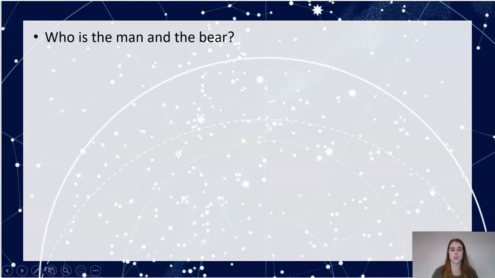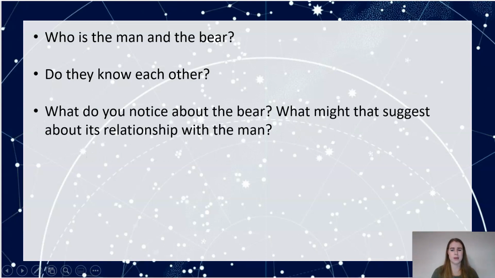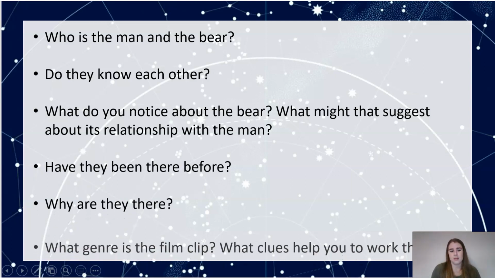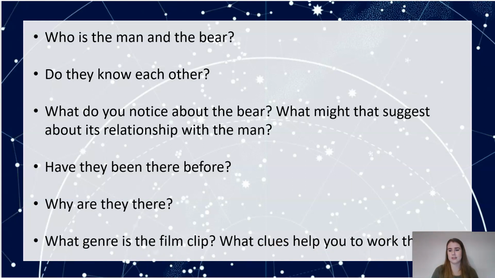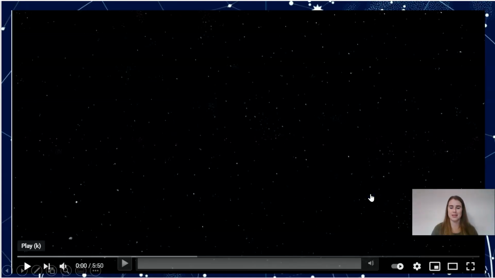Okay, and I'd like to consider these questions when we re-watch the clip with a little bit extra on the end. Okay, so this will help you if you've got any gaps from your previous questions. So who is the man and the bear? We're going to see a man and a bear in a minute. Do they know each other? What do you notice about the bear? What might that suggest about its relationship with the man? Have they been there before? Why are they there? And what genre is the film clip? Okay, and what clues will help you work this out?